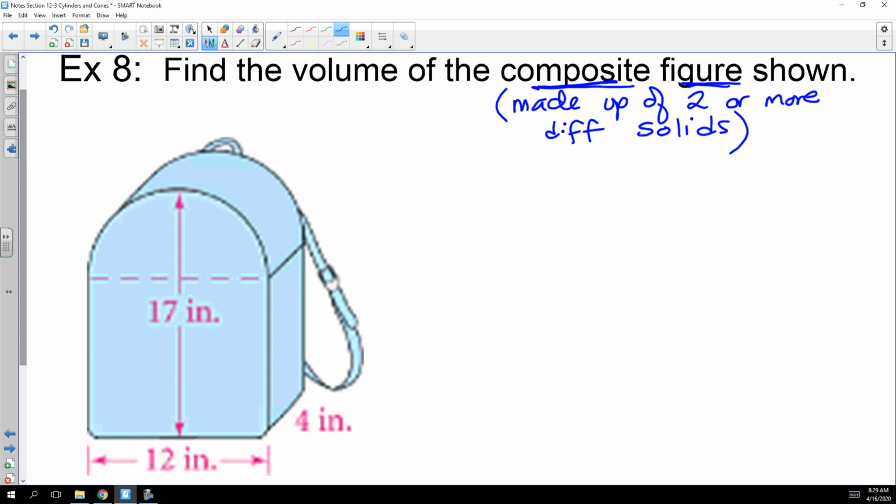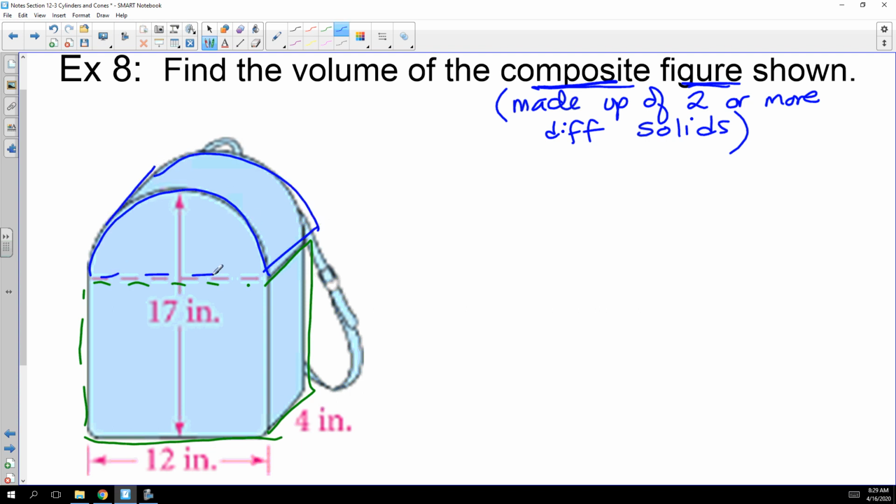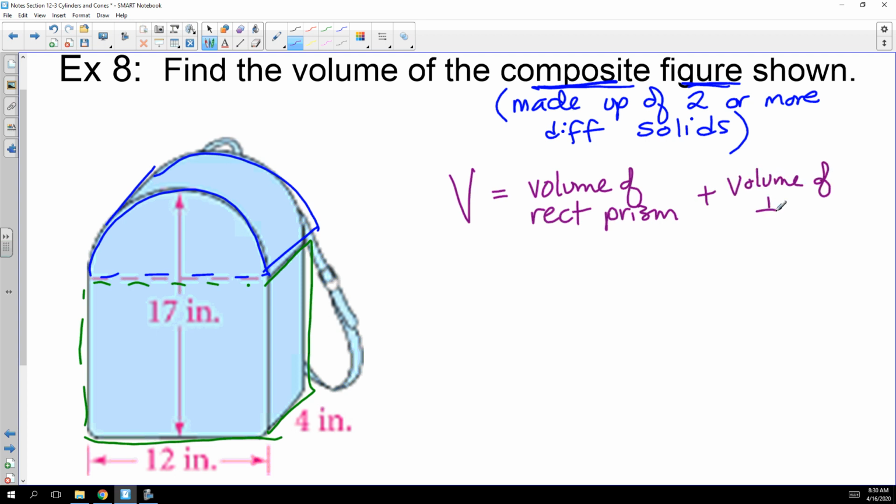All right, so it looks like we have a rectangular prism, and I would identify all of this piece as the rectangular prism, and maybe half of a cylinder. So it looks like we also have half of a cylinder going on up at the top half over here. So let's talk about finding the volume, and that's going to be equivalent to the volume of a rectangular prism plus the volume of half a cylinder.